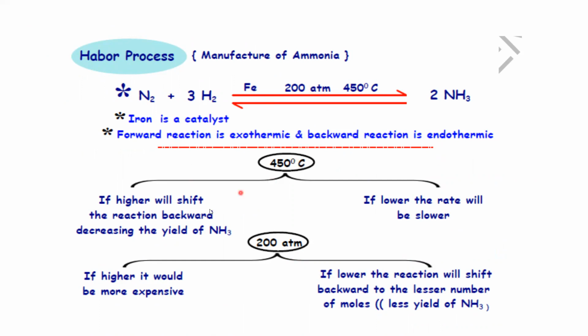If you use a higher temperature, the equilibrium will shift toward the left hand side and the yield will decrease.